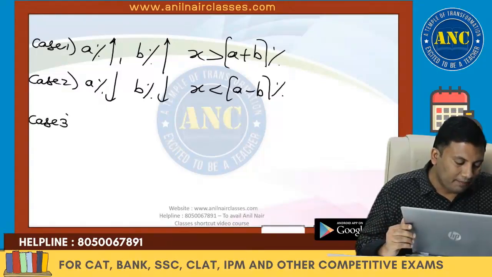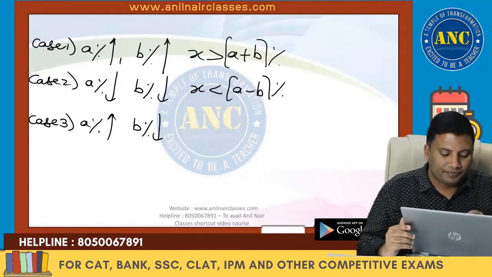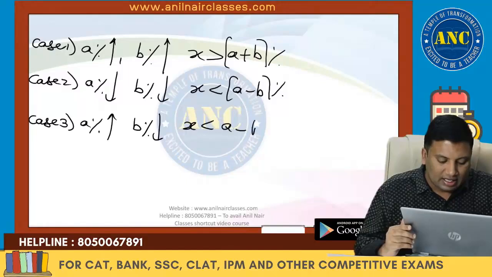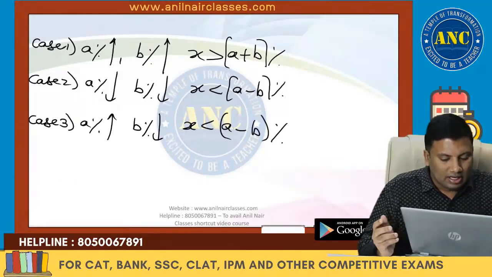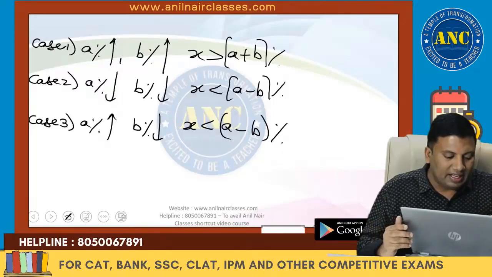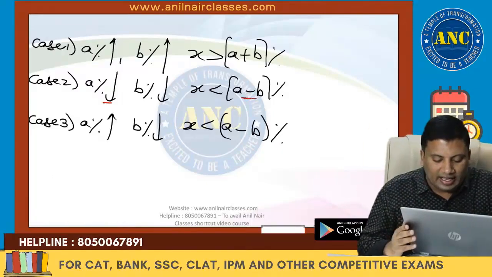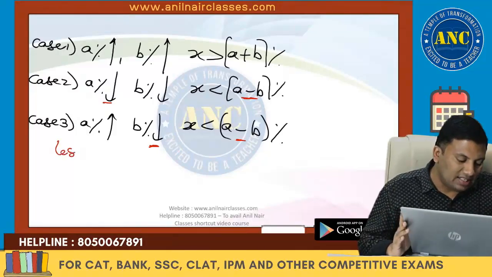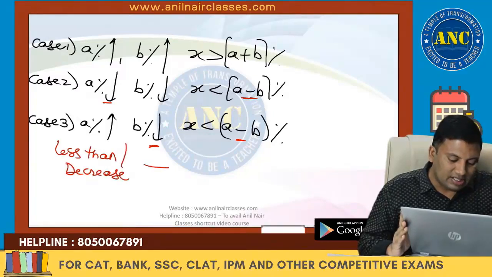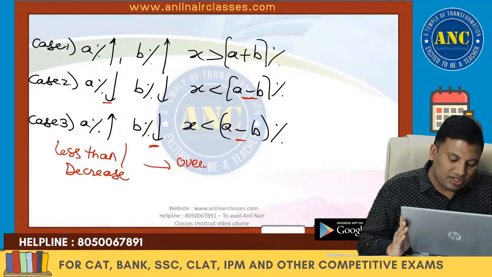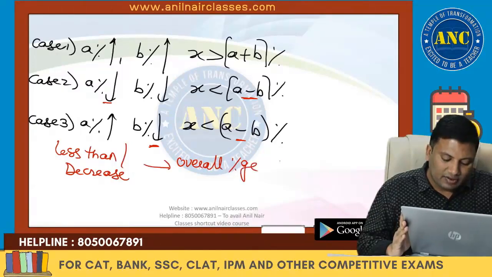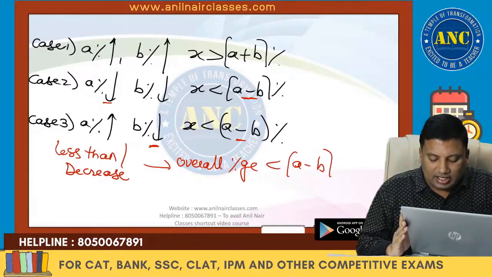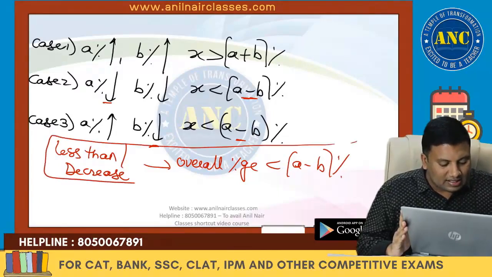Case number 3: A percentage increase, B percentage decrease. X is again less than A minus B. Very easy to keep an eye on, sir. If it is a less than symbol, the value will decrease. Whenever there is less than or decrease, the overall percentage will be less than their difference.